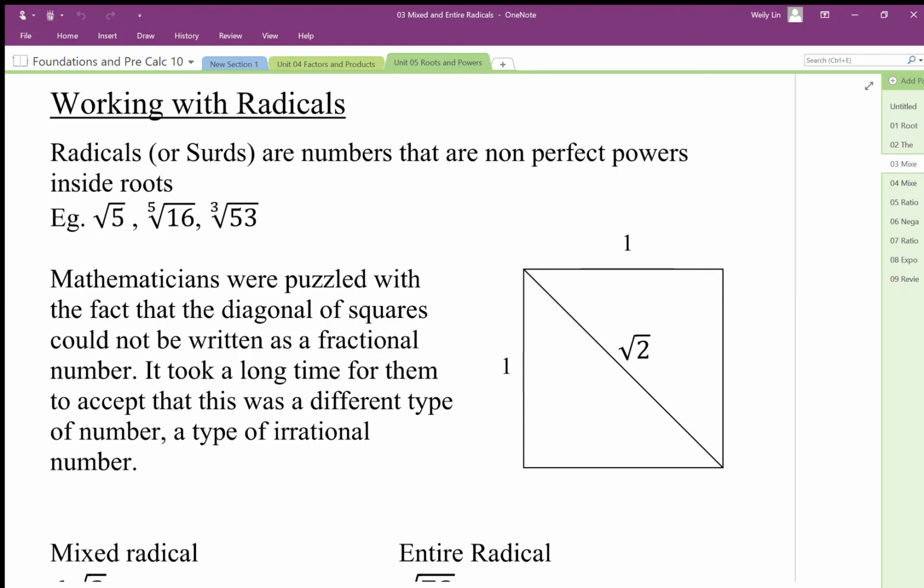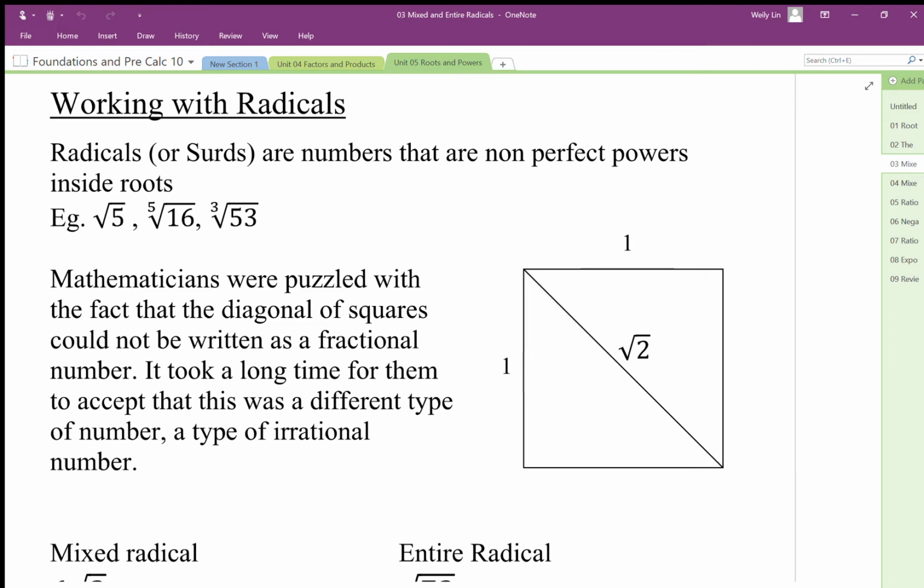Radicals, sometimes known as surds, are numbers that are non-perfect powers inside roots. For example, 5 is not a perfect square. If we put that into a square root, we cannot get a whole number that multiplies by itself to give us 5, or a whole number squared that gives us 5. In fact, we can't even find a fraction that, squared, would give us 5.